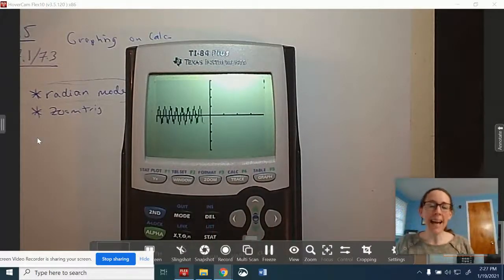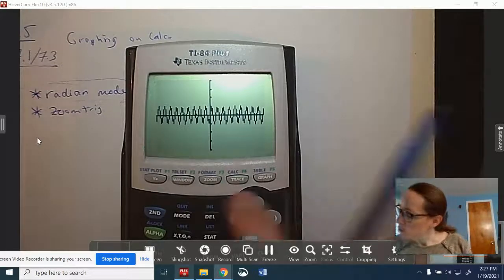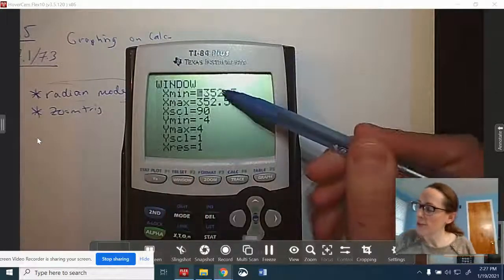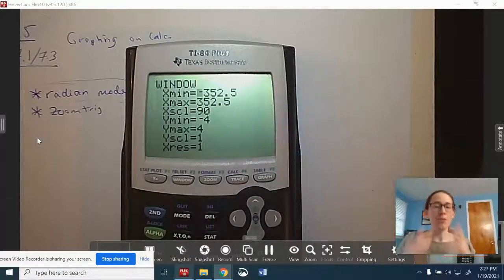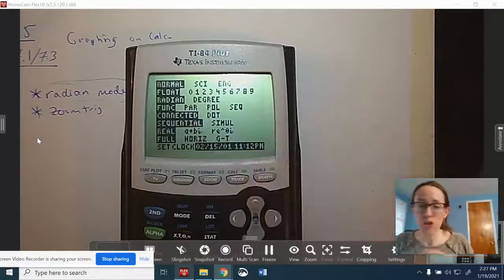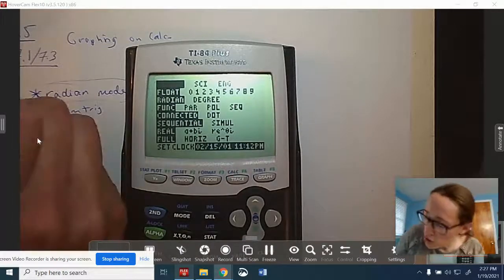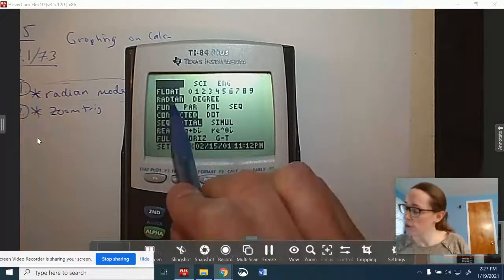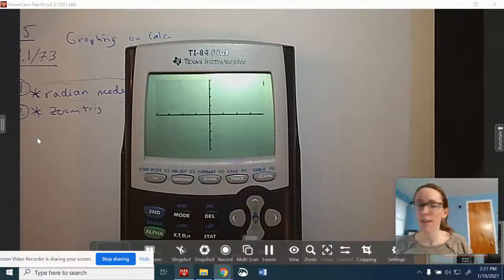Okay, so what's happening now is we're getting a weird looking graph. That's because we have a disagreement again between the window and the mode. So if you look at the mode, it's radians, but if you go to the window, it's still in degrees. So you have to be careful here. And aside from it being kind of interesting to see that we can graph in degrees, I want to reinforce that you have to be careful that your mode matches your window. So what you always want to do is set your mode first and then go to zoom trig. If you set your mode first and then hit zoom trig, you'll be fine.